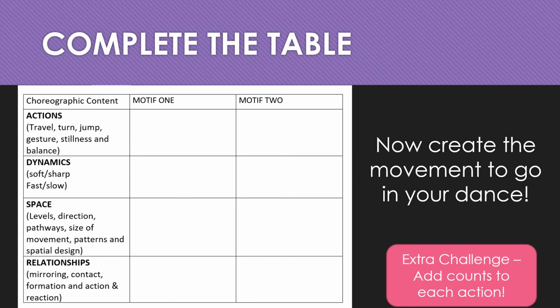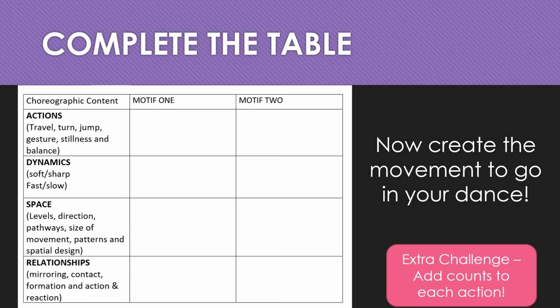So for actions, you'll want to actually say what the dancer is doing. So are they performing an arm circle gesture, or are they performing a turning jump? Being very specific. Dynamics, remember, that's how they perform it. Is it a fast movement? Is it slow? Is it explosive? Is it smooth?